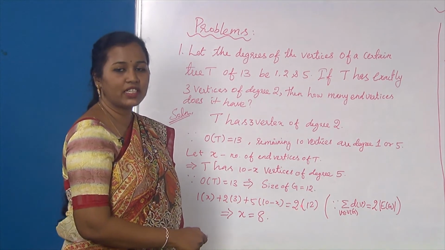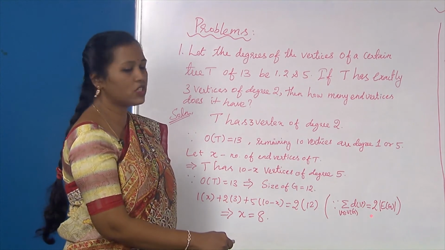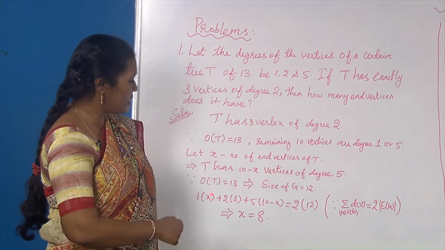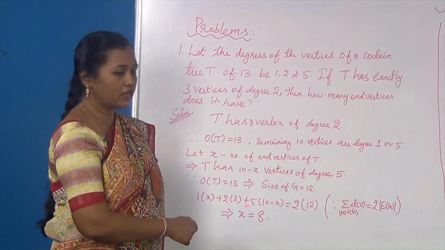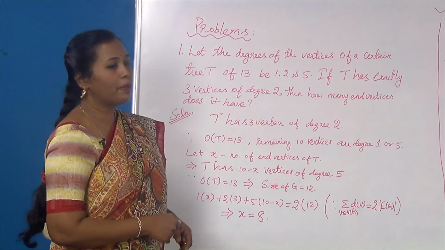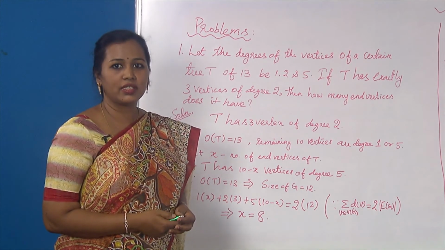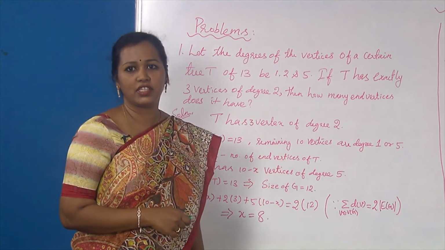This is by the fundamental theorem of graph theory, that is, the sum of the degrees of the vertices is twice the number of edges. So, using this, I have written this statement. By solving this algebraic expression for x, you get x is equal to 8. So, x is the number of vertices with degree 1, or in other words, the end vertices, and therefore, the tree T has exactly 8 end vertices.